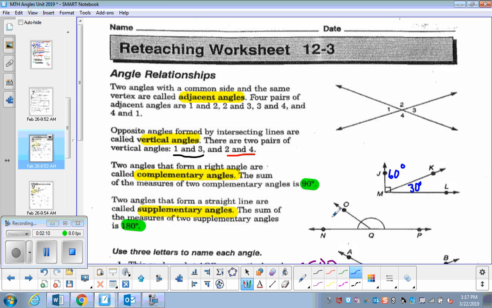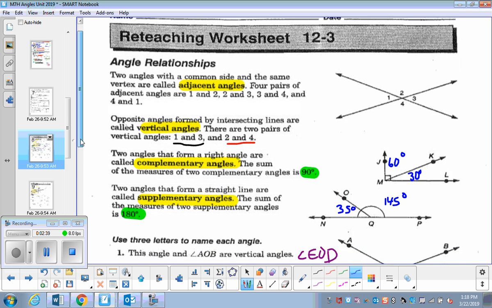Now for supplementary, they add up to 180 and they make a straight line. So here, let's say I say that this is 35 degrees. If that's a 35-degree acute angle, what plus 35 adds up to 180? All you got to do is just think of 180 minus 35, and we're going to get that it'd be a 145-degree angle over here. So 145 is the supplement of this 35-degree angle. Okay, so complementary adds up to 90, supplementary adds up to 180.